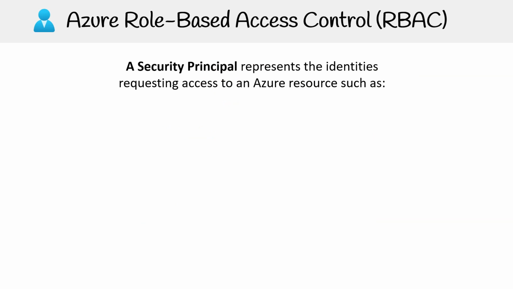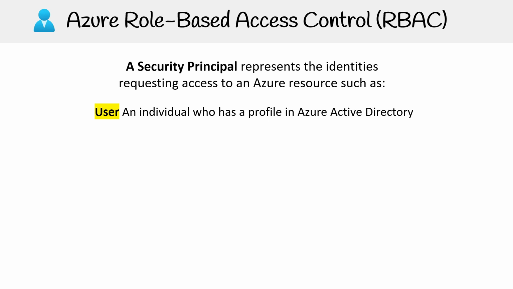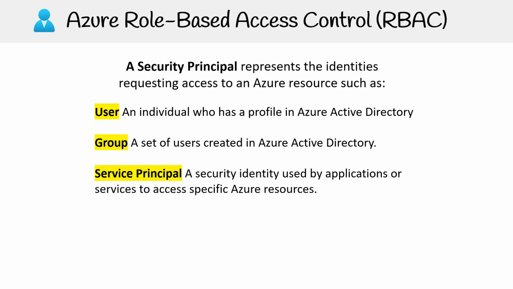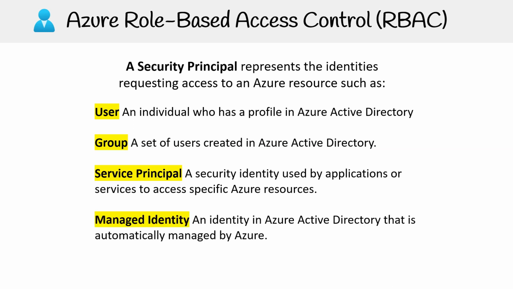A security principal represents the identities requesting access to an Azure resource, such as a user, which is an individual who has a profile in Azure Active Directory, a group, which is a set of users created in Azure Active Directory, a service principal, which is a security identity used by applications or services to access specific Azure resources, or a managed identity, which is an identity in Azure Active Directory that is automatically managed by Azure. So that's an overview of Azure Role-Based Access Control.